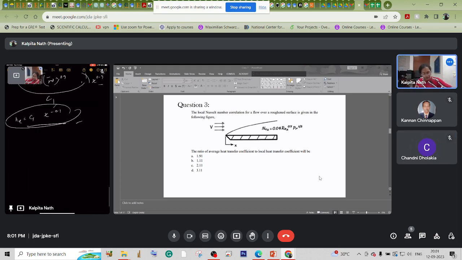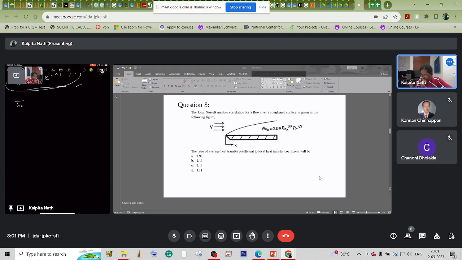Now up to this we have already understood how to do it. So for the average, we first find the average heat transfer coefficient. How will we do that? As I've already said, we will just do the integration over the whole length. The average heat transfer coefficient is over the whole length, and that is just the averaging over x. So this is 1 upon x, integration 0 to x, c1 x to the power minus 0.1 dx.